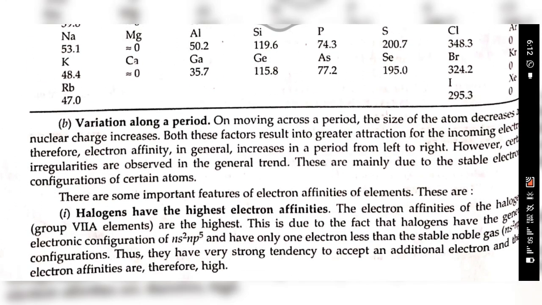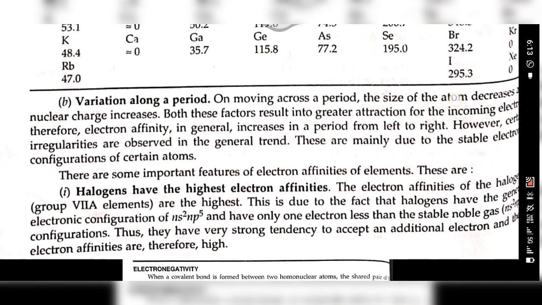Variation along a period. On moving across a period, the size of the atom decreases and nuclear charge increases. Both these factors result in greater attraction for the incoming electron. Therefore, electron affinity in general increases in a period from left to right. However, certain irregularities are observed in the general trend. These are mainly due to the stable electronic configuration of certain atoms.